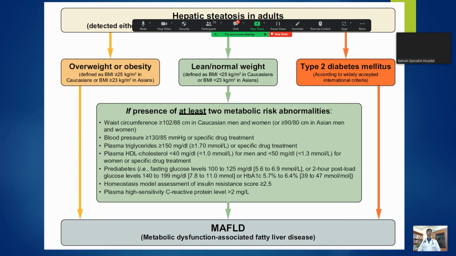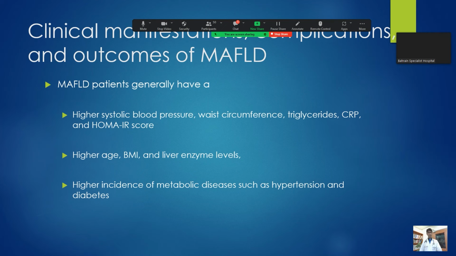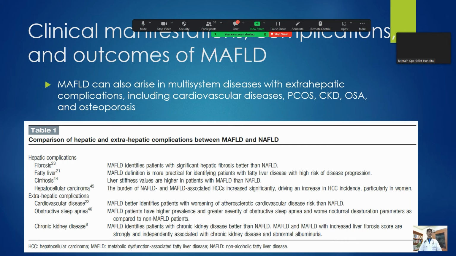So these are three categories of hepatic steatosis. One is with overweight, diabetes, and the middle one, lean or normal weight people who have metabolic features, which we have discussed, and ultimately to be diagnosed as MAFLD. Generally, they have high blood pressure, higher circumference, triglycerides, all high enzymes.